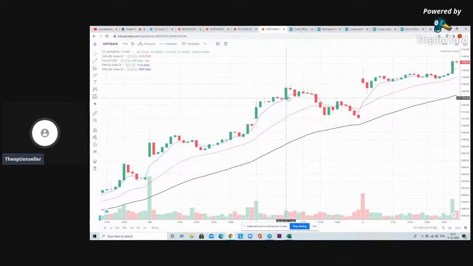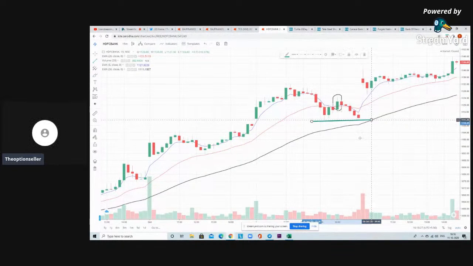Now here again, if I am positional, I am carrying. If I am an intraday player, see, this is where I will enter. This is where both my conditions are being met. This candle is closing above all the three EMAs, and my blue is above red and red is above black. So I go long here and I place a stop loss here.